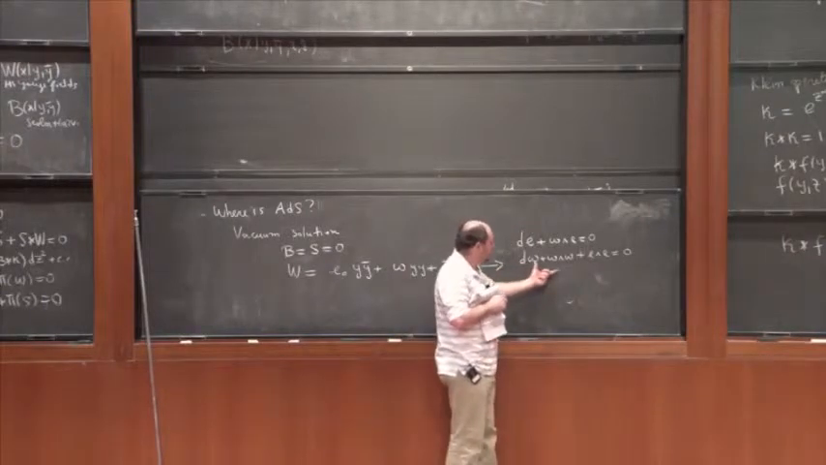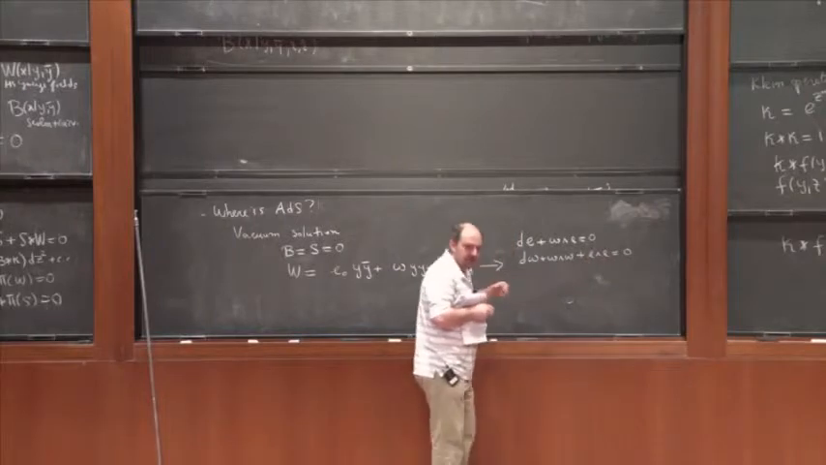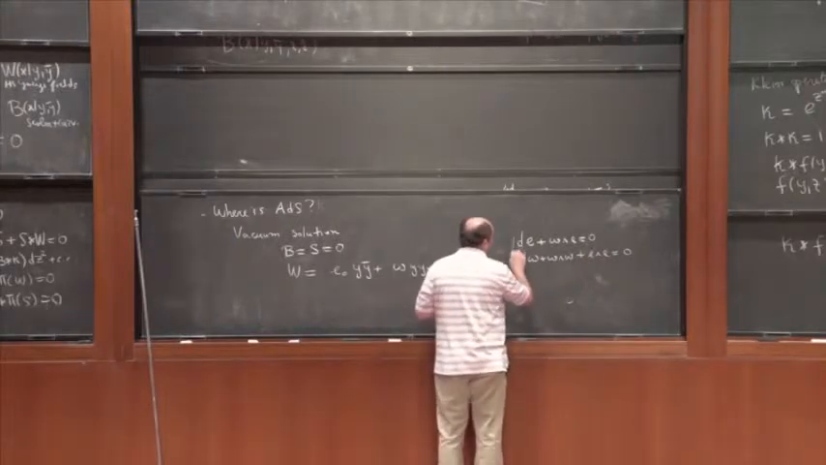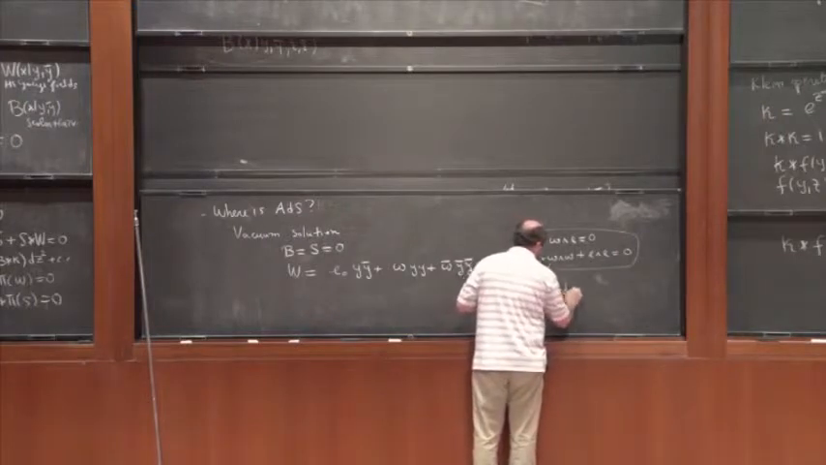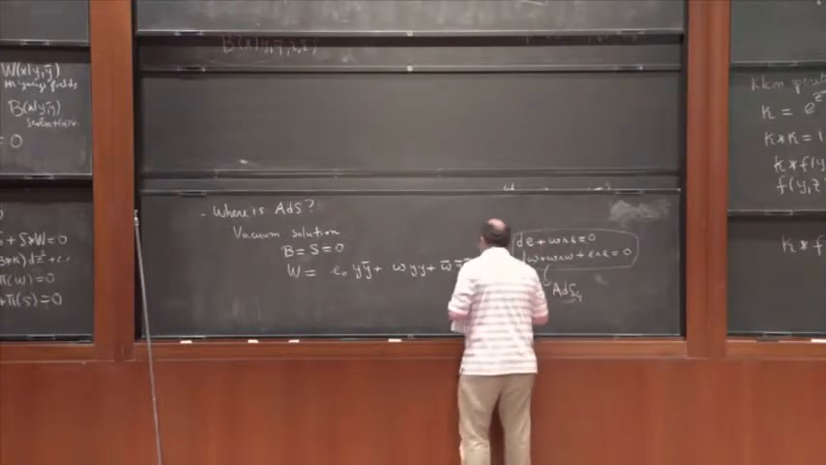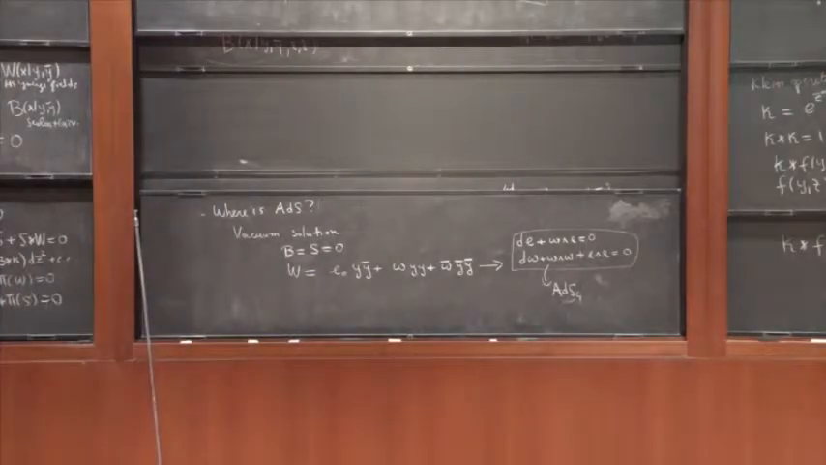It tells you that the Riemann tensor is related to the product of the metric, essentially. Okay? So this is AdS. So we don't start by assuming that there is an AdS solution. The formalism is background independent, and AdS is just the simplest solution of these equations.